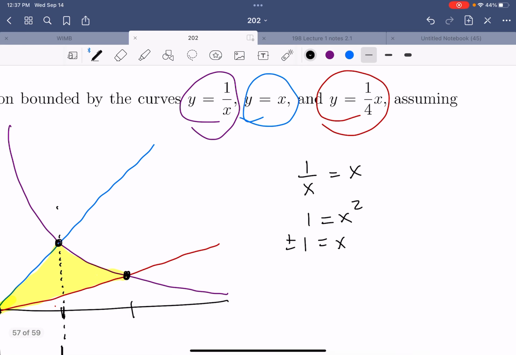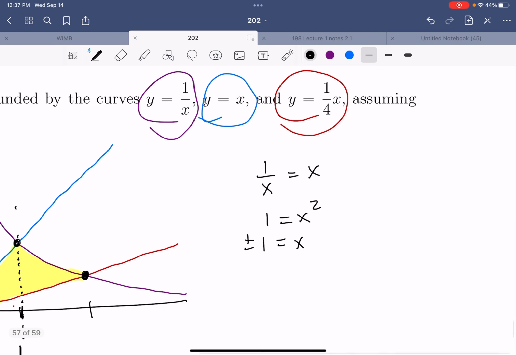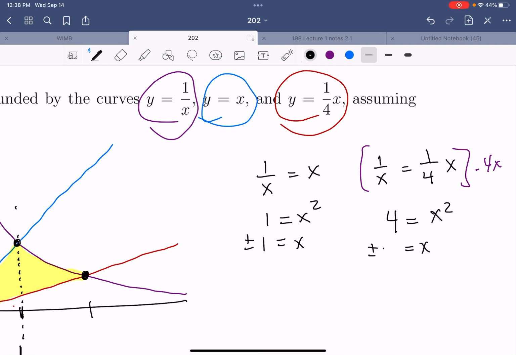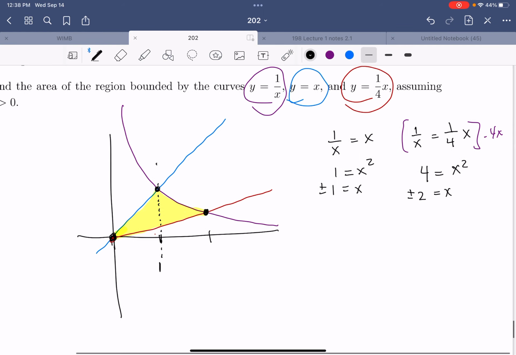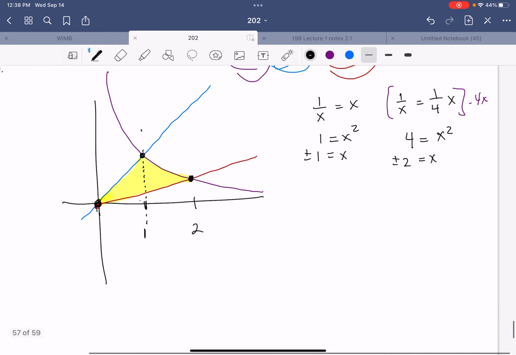The second point here is where the purple and red correspond. And so that's when 1 over x equals 1/4 x. And so if we multiply everything by 4x, we get 4 equals x squared. Take the square root, and x equals plus or minus 2. Again, x is positive, so this is when x equals 2. So that works out really nicely for us.